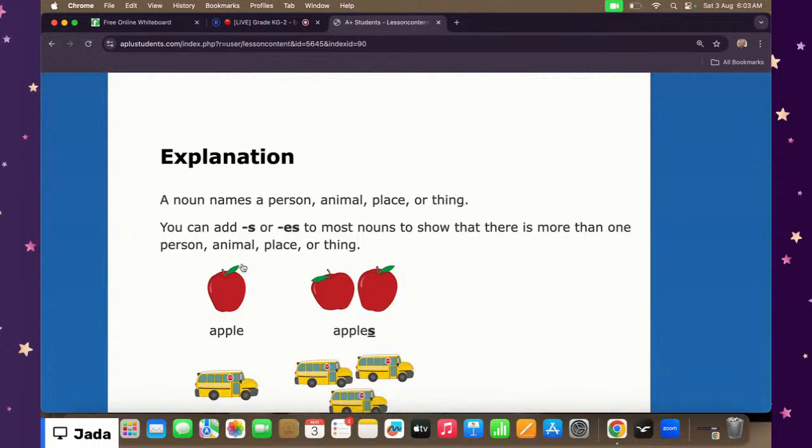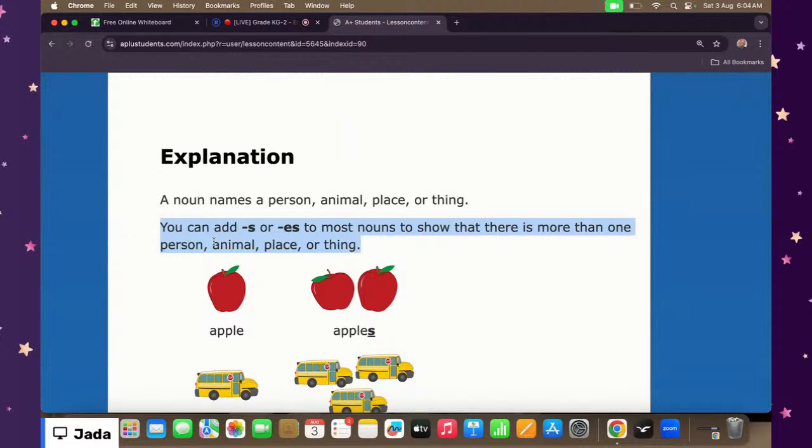Okay, so a noun names a person, animal, place, or thing. We know this already, that a noun names, kindergarten. The next one is you can add s or es to most nouns to show that there is more than one. Also we can add it to know that we have more than one person, more than one animal, more than one place, more than one thing. So that's why we add s or es.